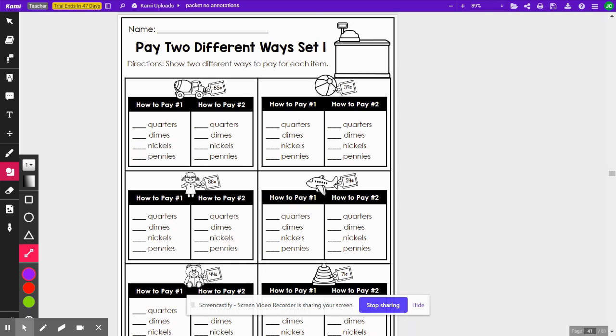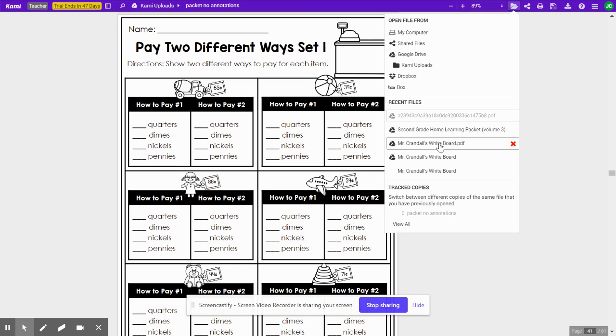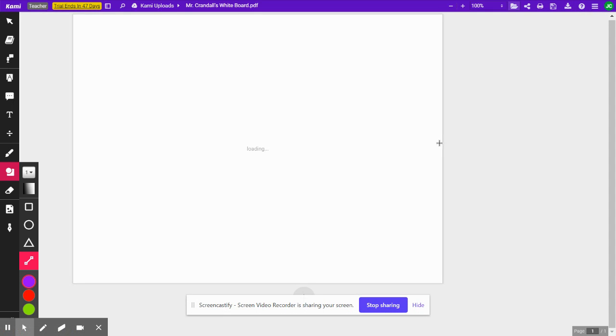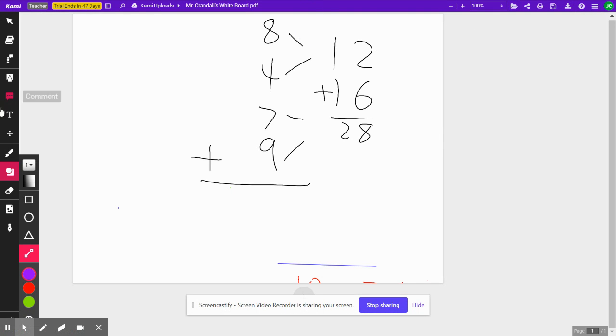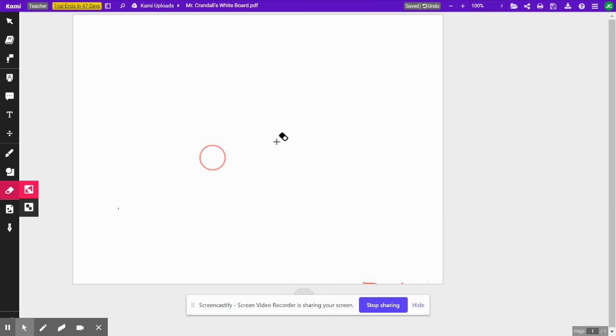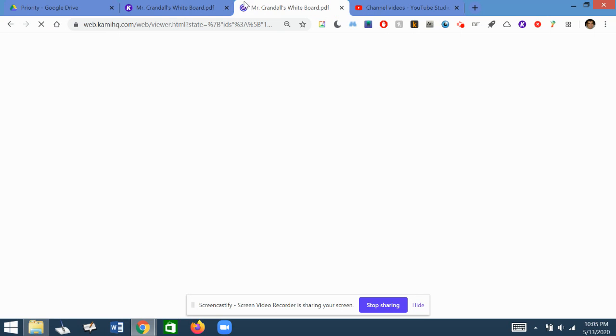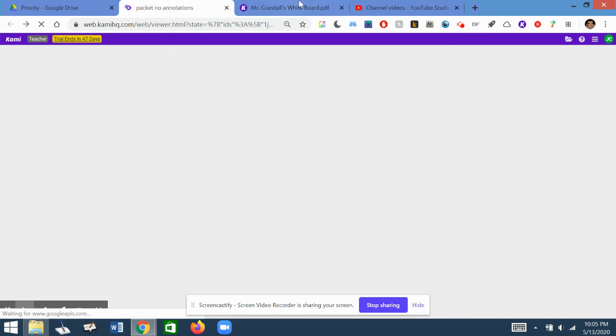Now I'm going to need a whiteboard so that you can see what I'm doing. There's Mr. Crandall's whiteboard. And oh, hey, the stuff from last lesson is left over, so we got to erase that. I always forget to erase it before my videos. I apologize, everybody. There we go. All right, sorry about that.